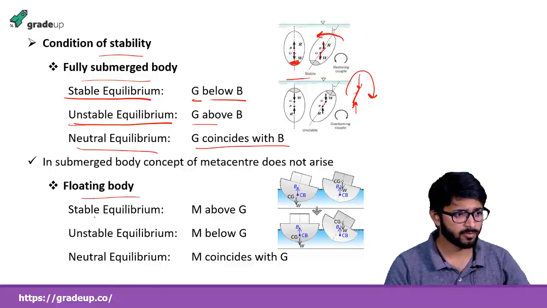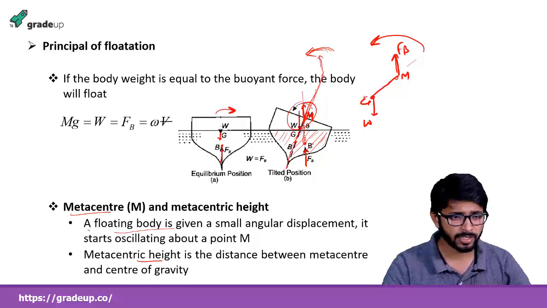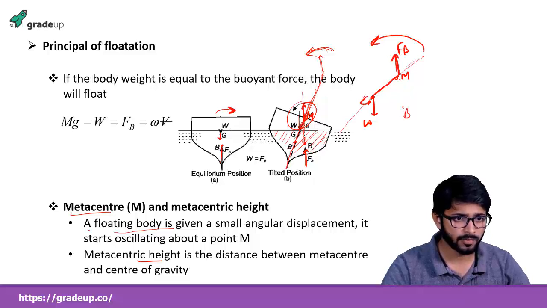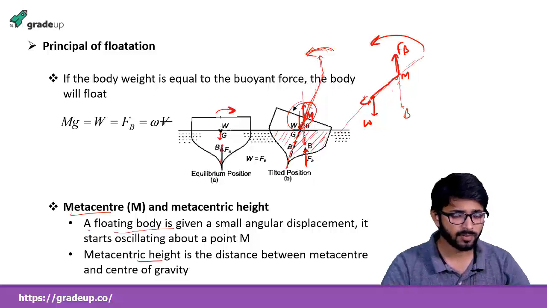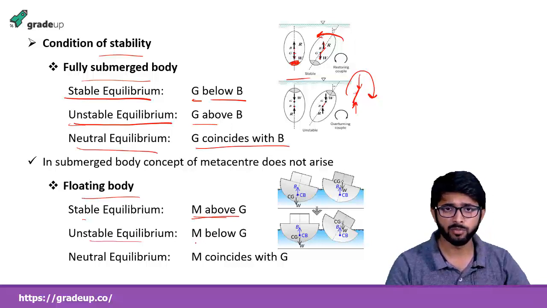Now talking about the floating body, stable equilibrium is when the metacenter lies above the center of gravity. Here we talked earlier, it is the restoring couple which is acting in this direction, and in this case the metacenter will be above the center of gravity. So this is the condition of stable equilibrium, and for unstable equilibrium, M will lie below the center of gravity. And for neutral equilibrium, the metacenter will coincide with the center of gravity.